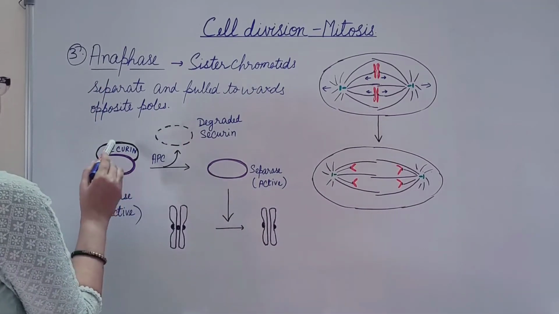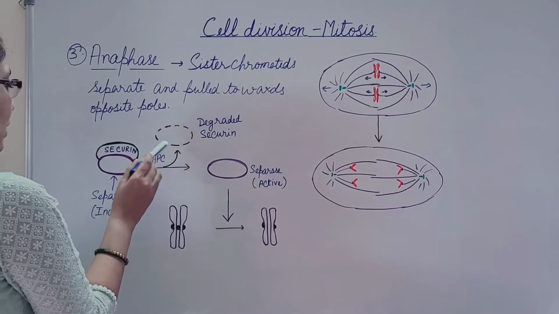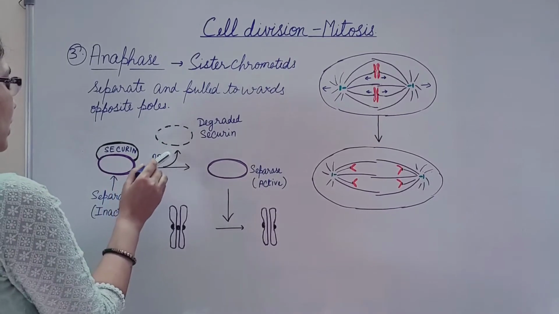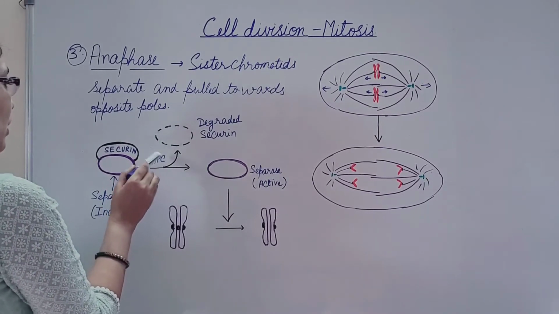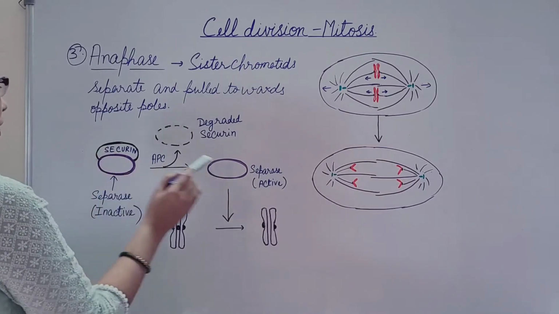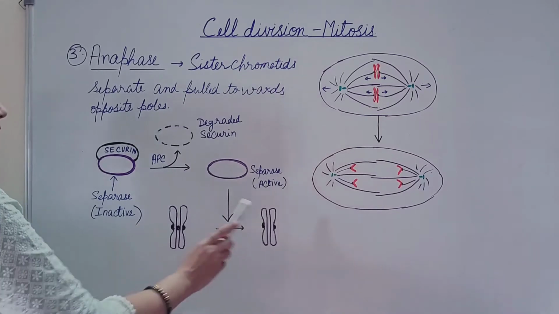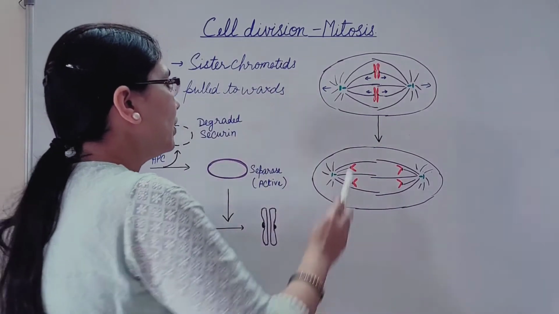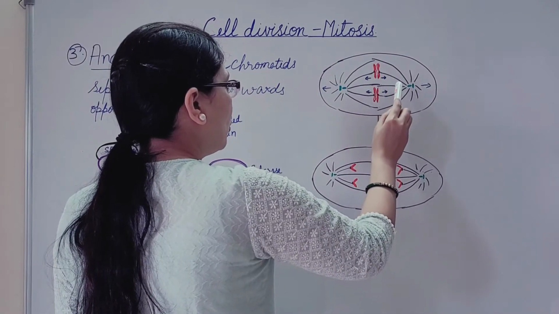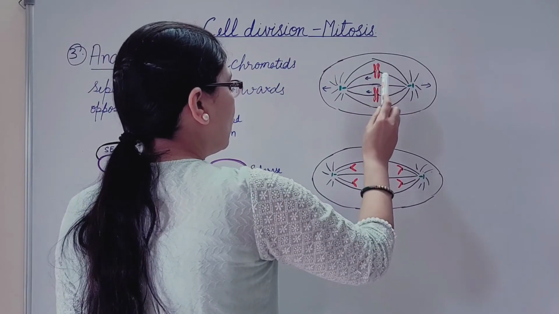Securin binds to separase and it is inactive. In the anaphase, the anaphase promoting complex is activated. This is ubiquitin ligase. This degrades securin and then the separase is active. This then degrades or cleaves cohesin and the sister chromatids are separated. They start moving towards the opposite poles due to the certain force that is generated.